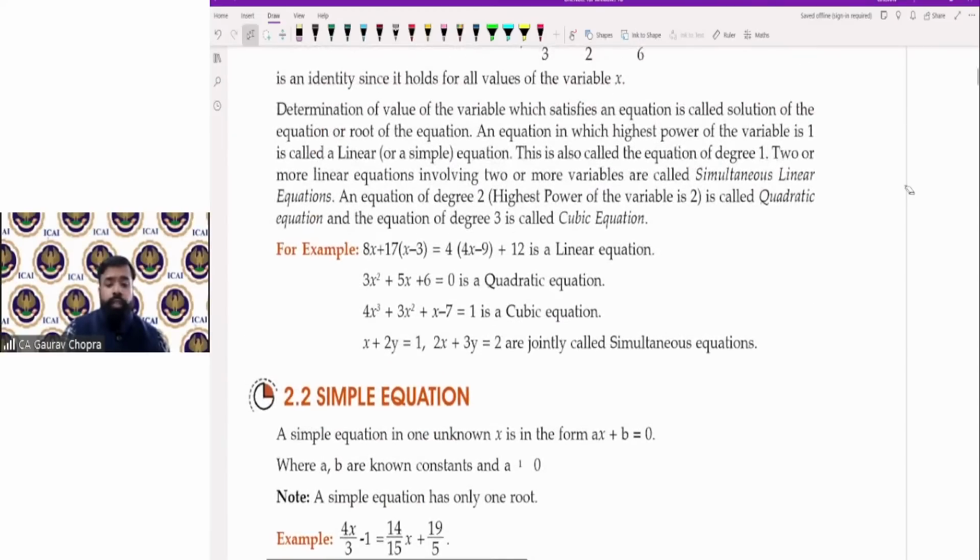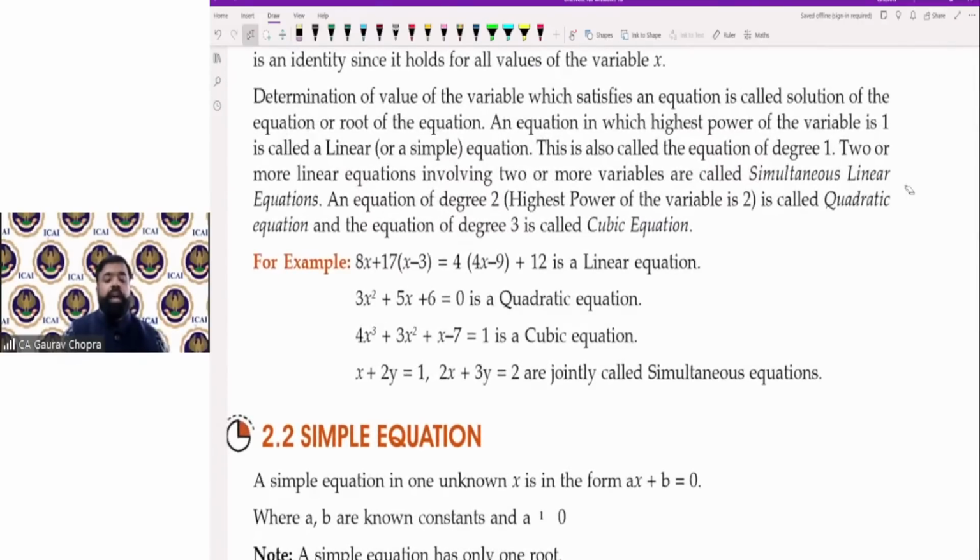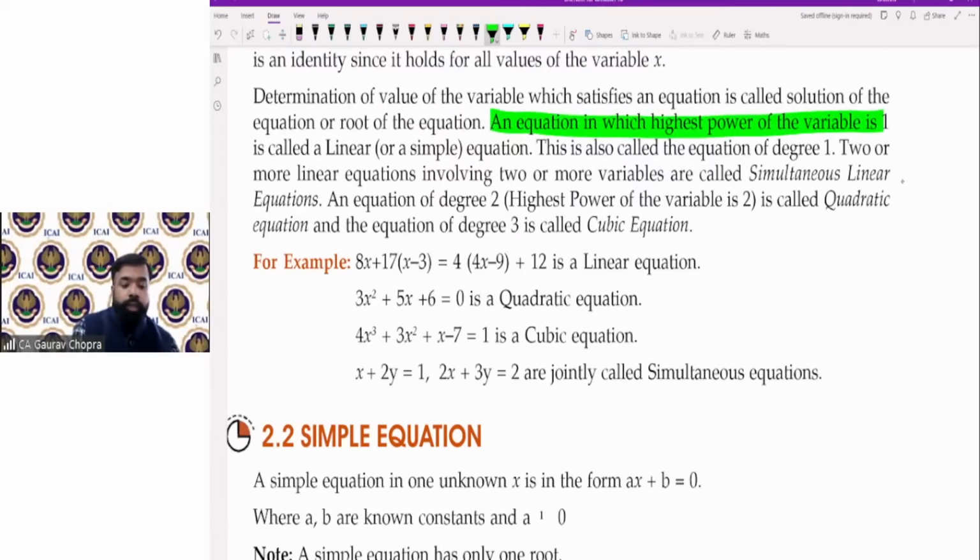First of all, the equations can be divided as follows. The first one is the linear equation. When will any equation be called a linear equation? When the highest power of the variable is 1. When the highest power of the variable in an equation is 1, then it is known as a linear or simple equation, or it is also known as an equation of degree 1.